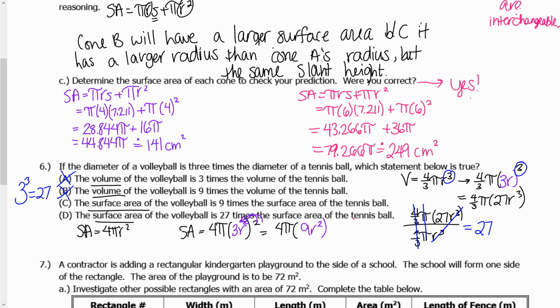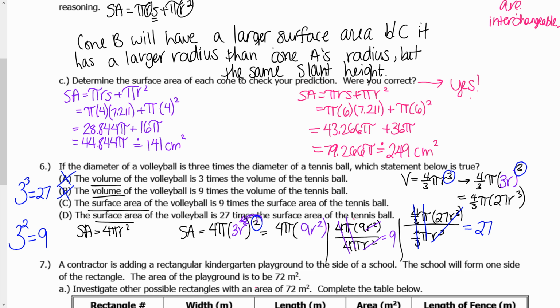So then I'm going to go ahead and divide those values. So it's 4 pi times 9r squared divided by 4 pi r squared. Well, the 4's cancel out, the pi's cancel out, the r squareds cancel out, so we've got 9. And then again, remember, the shortcut is to just take your scale factor and raise it to the power of 2, so we get 9.